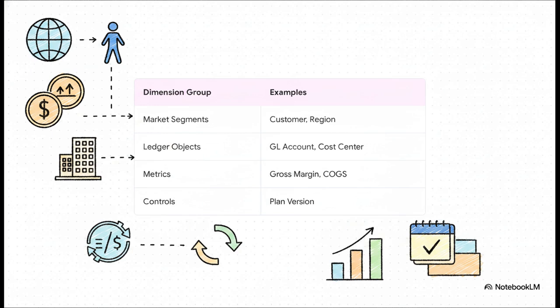We map market segment dimensions like customer to slice the data, financial ledger objects like cost centers for compliance, profitability metrics from revenue down to contribution margin, and planning controls like versions for side-by-side scenario modeling. Having this clear, one-to-one alignment is what builds real enterprise reporting trust.